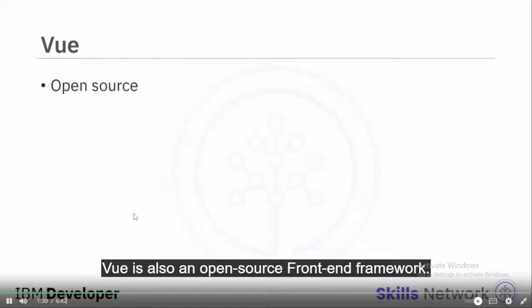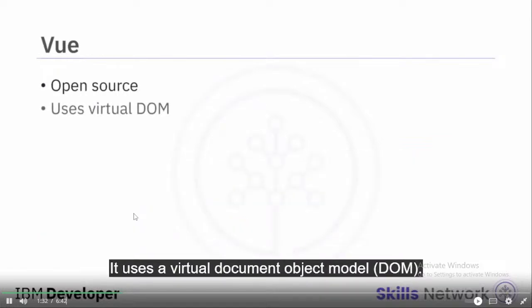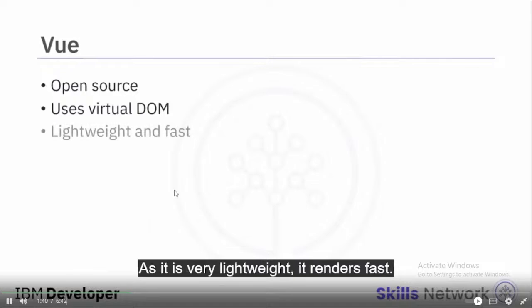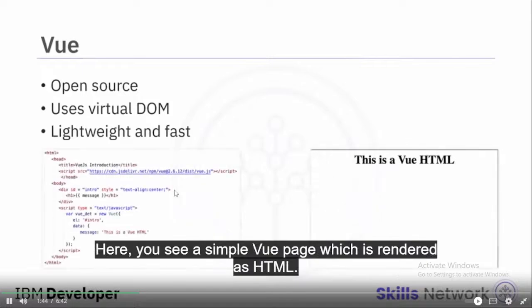Vue is also an open source front-end framework. It uses a virtual document object model or DOM. The HTML is considered as an entire object. As it's very lightweight, it renders fast. Here you see a simple view page which is rendered as HTML.